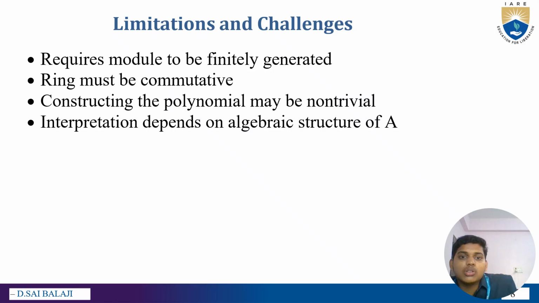And also, interpretation depends on the algebraic structure of A. What does it mean? What is the algebraic structure of A? It is an n by n matrix. A is a matrix, and the order is m by n, maybe 3 by 2, 3 by 3, 4 by 3 or anything else. Whatever interpretation the theory gives depends on the structure of the matrix, on the given input to the matrix.